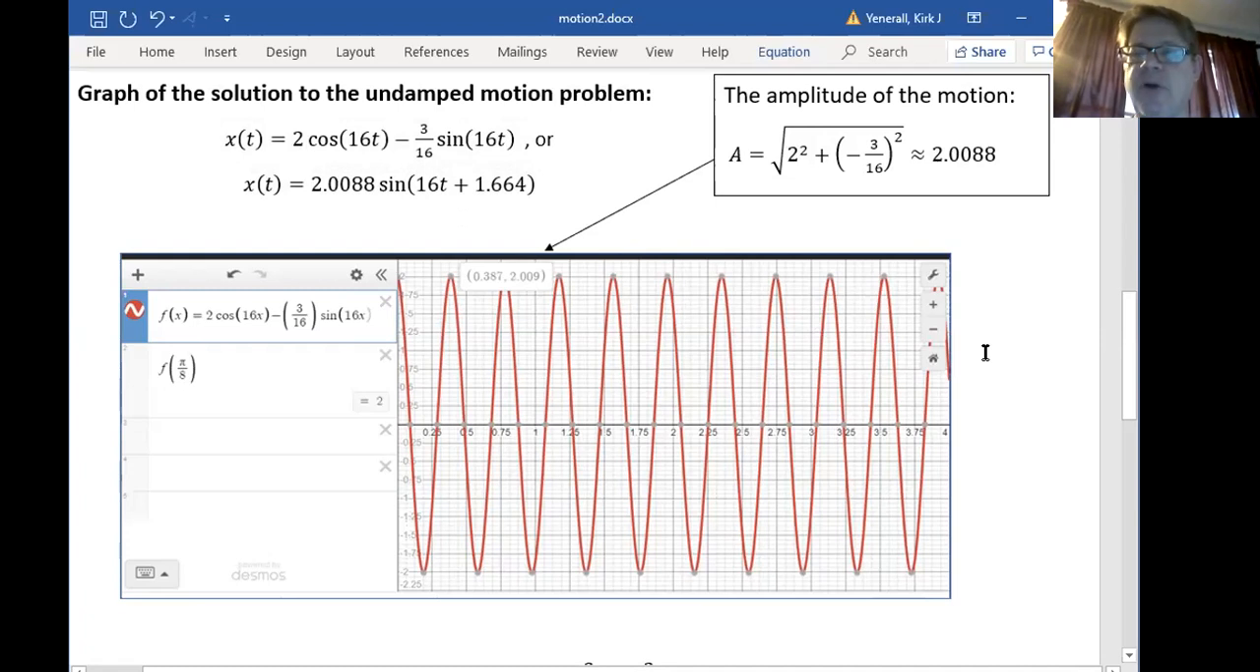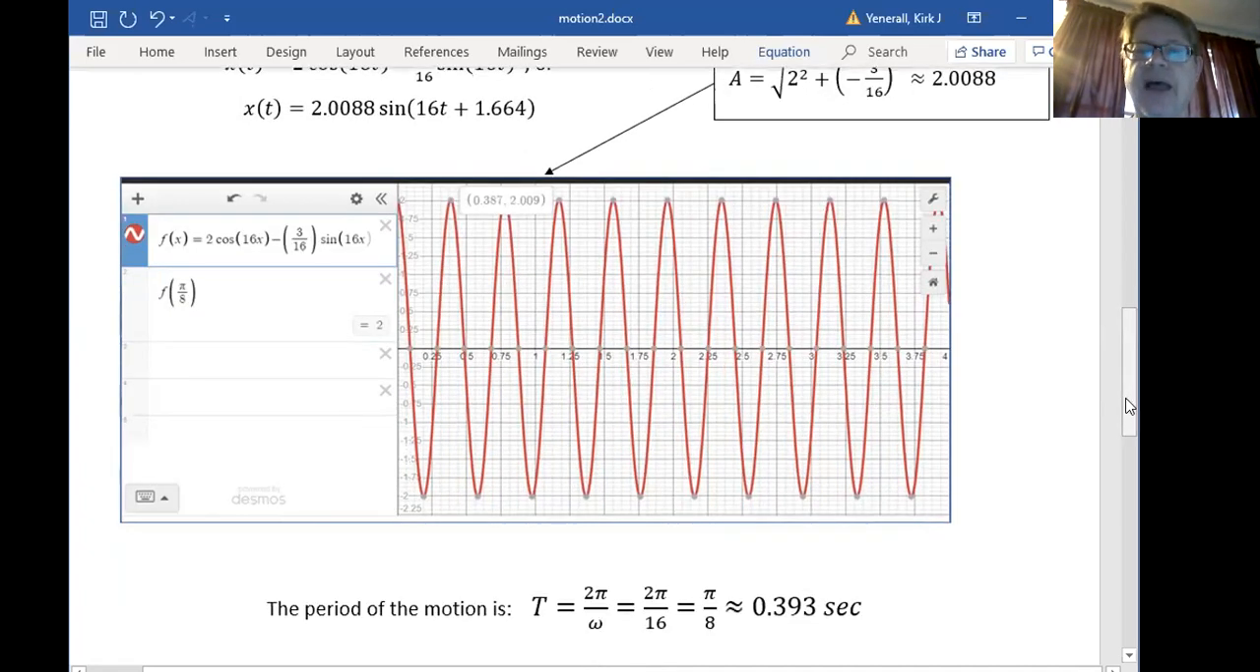What's the period? Well, remember that the period of motion is always 2 pi divided by omega. So here, omega was 16. So we have 2 pi divided by 16, and that's pi over 8, which turns out to be about 0.393 seconds. So what that means is it takes approximately 0.393 seconds for our mass, which was released, to go through one full cycle.